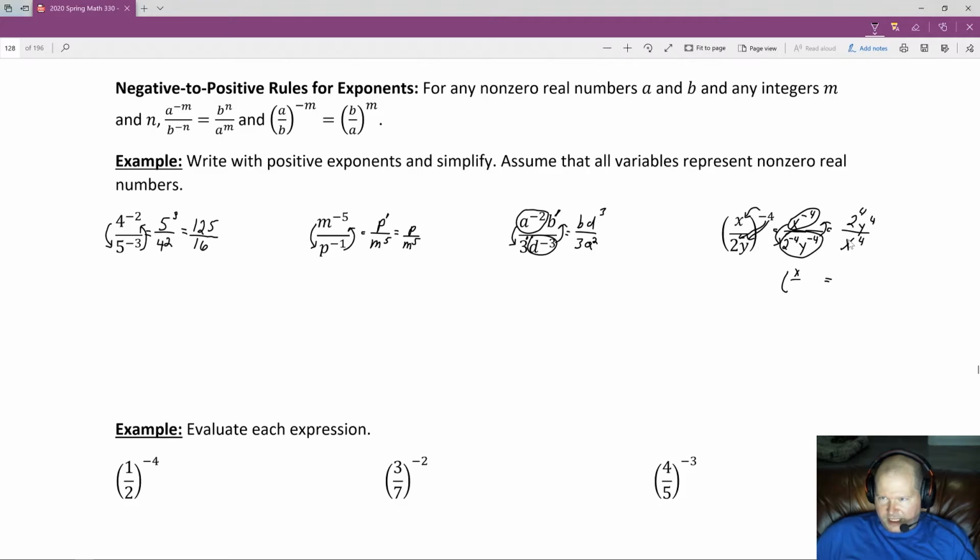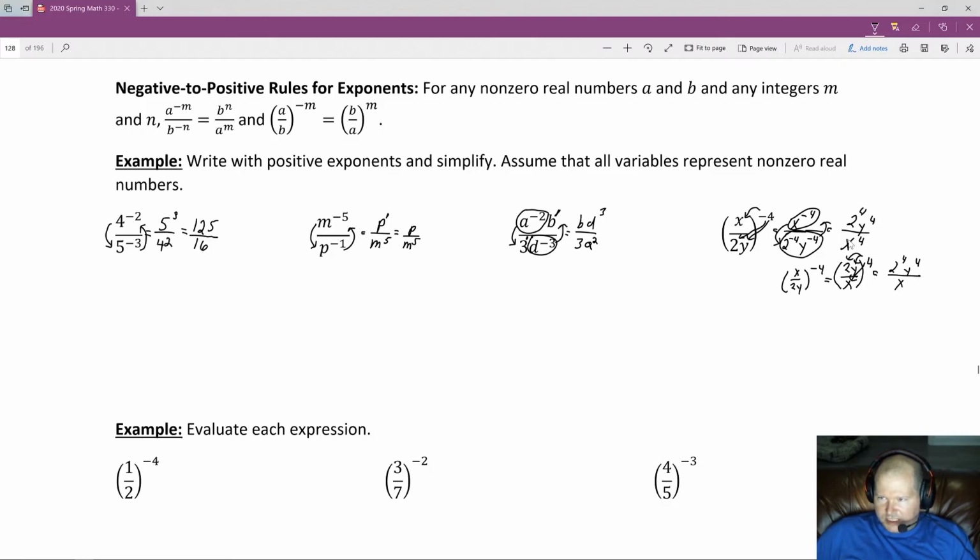So say we have x over 2y to the negative 4th power. Well, 2y over x to the positive 4th power. And then if we distribute this, right, and again, it's not technically distribution, but it kind of looks like it, if we put it on every one of the factors in the numerator and the denominator, we actually end up with exactly the same answer. And that's not an accident.